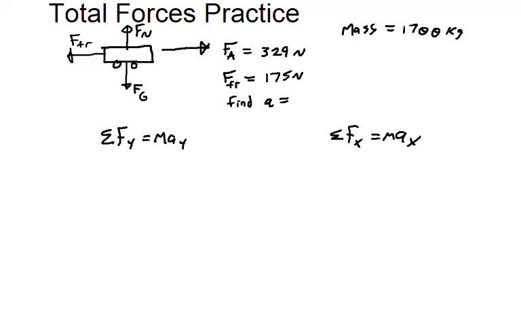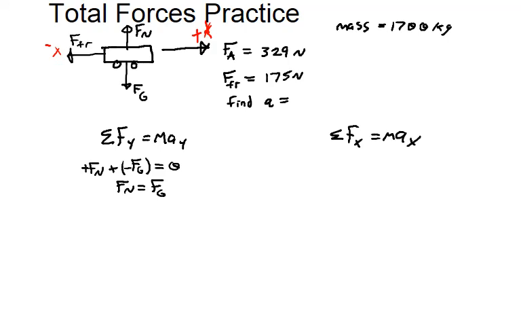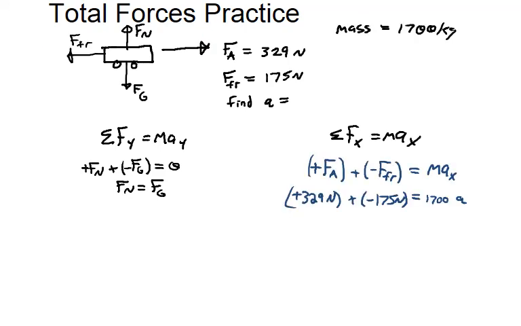All right, so we've got friction going back, normal force going up, force of gravity going down. Those are balanced. And in the x, positive force applied plus the negative force of friction equals ma. And we add them up, and we should get an acceleration of 0.091 meters per second squared after we get the net force.